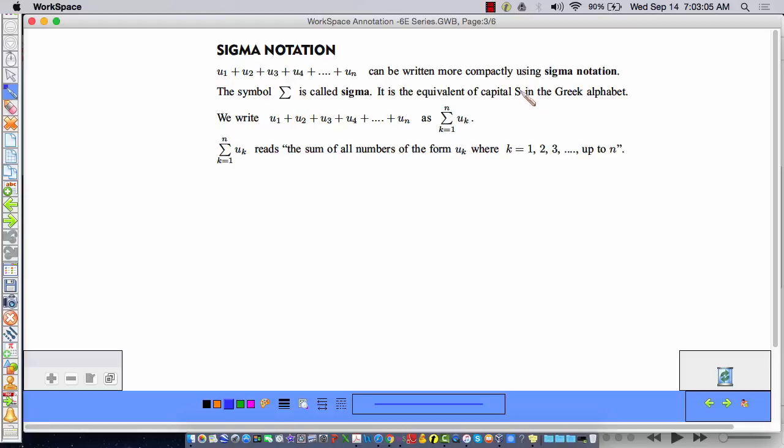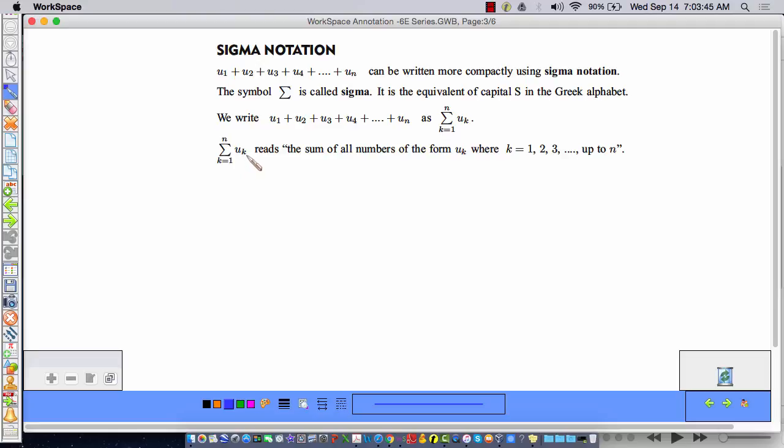It's the S in the Greek alphabet, and we can write u sub 1 plus u sub 2 plus u sub 3, and so on, all the way to u sub n, as the sum of all numbers of the form u sub k, where k equals 1, 2, 3, up to n. Again, these are always going to be integers. Let me say that again. This stands for the sum of all numbers of the form u sub k, where k is equal to 1, 2, 3, all the way up to n.